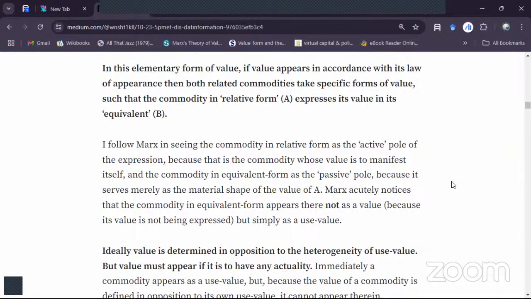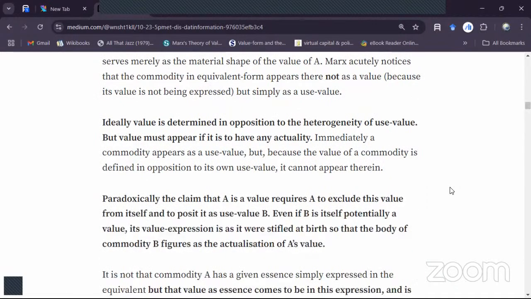So the commodity in relative form is the active pole of expression, because it is the commodity whose value is to manifest itself. There are active and passive poles. Ideally, value is determined in opposition to the heterogeneity of use value. So there is value and then there's use value. This explains why, when you go to volume 1 of Capital, Marx is not opposing exchange value and use value, even though they are oppositional. He's interested in the big V value, and use value is a subordinate element. It shifts around a little in terms of language use, but it is value versus all other things. The big V is there.